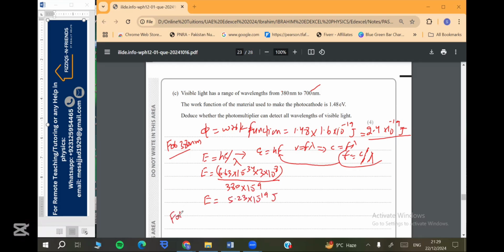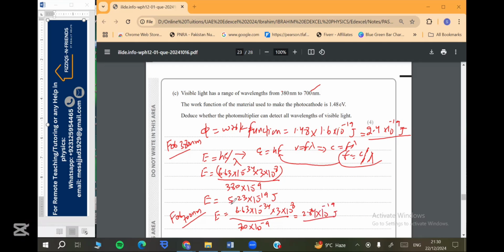And for 700 nanometer now, E will be 6.63 into 10 raised to the power minus 34 times 3 into 10 raised to the power 8, divided by 700 into 10 raised to the power minus 9. So the answer is, let me calculate, 2.84 into 10 raised to the power minus 19 joules.